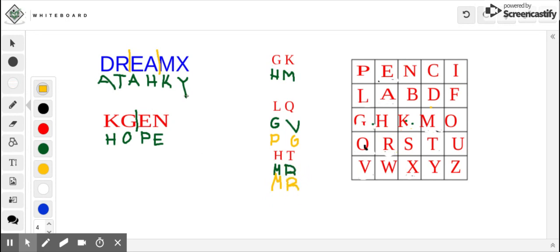So there you have it. You have successfully learned how to encrypt and decrypt using the Playfair cipher.